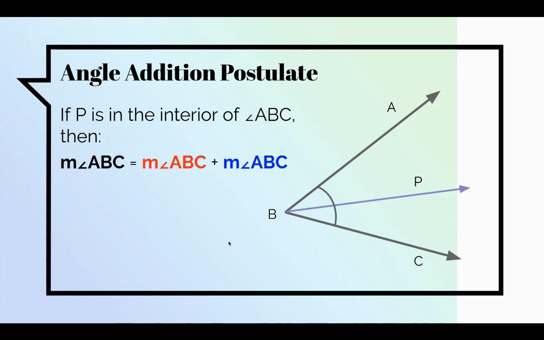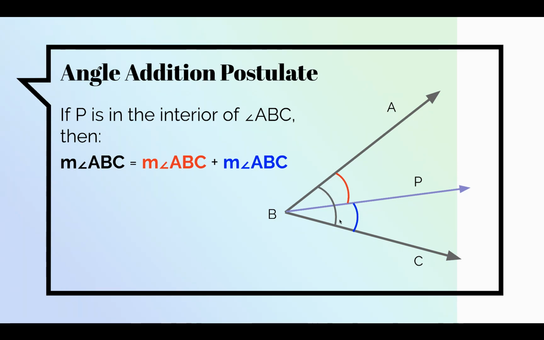This is wrong, sorry. This should say the measure of angle ABP. I will correct that, sorry. Plus the measure of angle CBP. Okay, so this red angle, the measure of this red angle plus the measure of this blue angle equals the measure of the black angle.